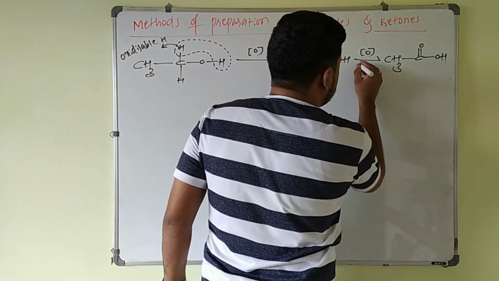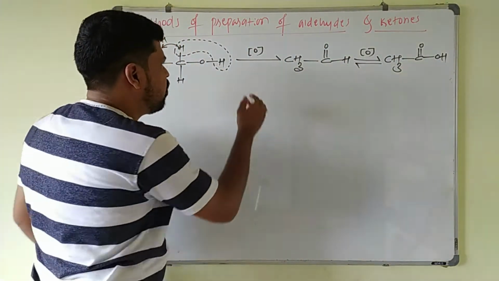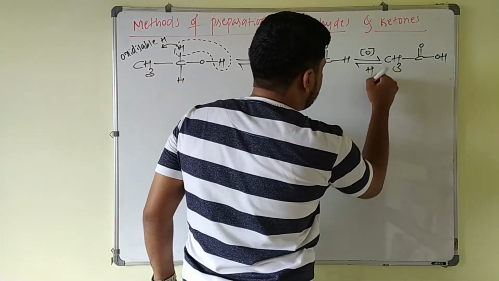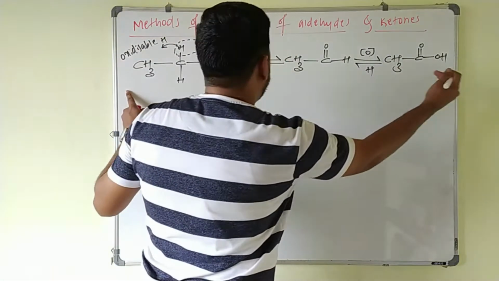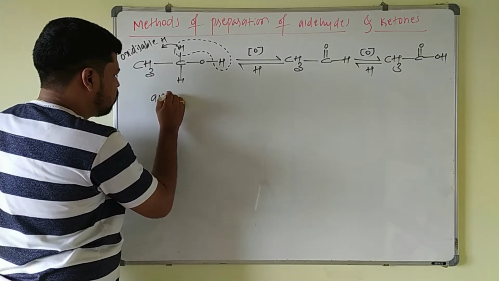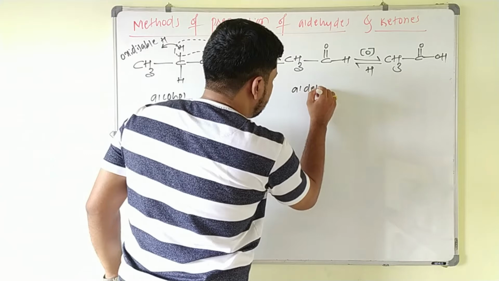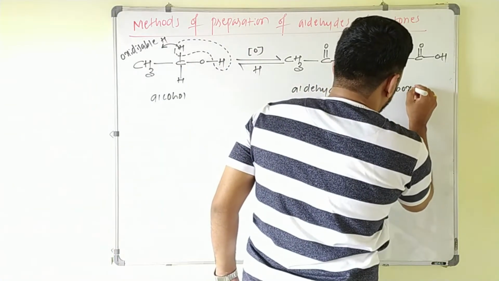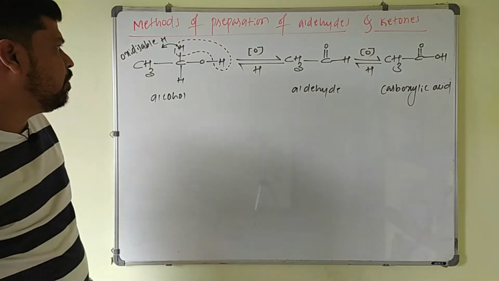Again these carboxylic acids upon reduction will give aldehyde. Aldehyde upon reduction gives alcohol here. So reduction is addition of hydrogen. Left to right is oxidation and right to left is reduction. Always keep in mind these alcohols upon oxidation will give aldehyde. Aldehyde upon oxidation will give carboxylic acid. This is a very basic thing you have to remember here.